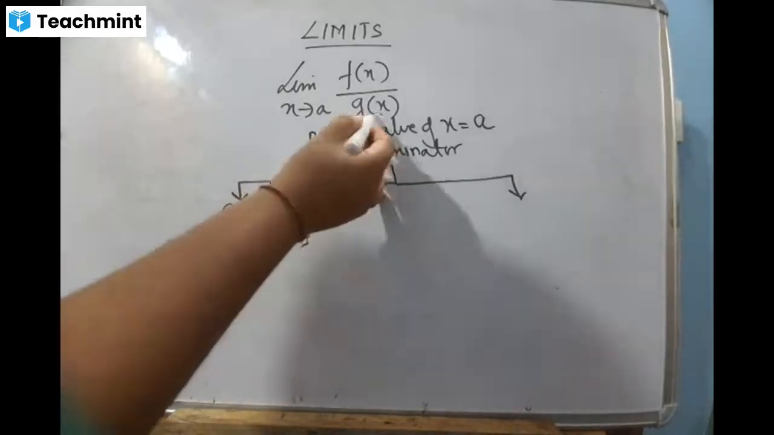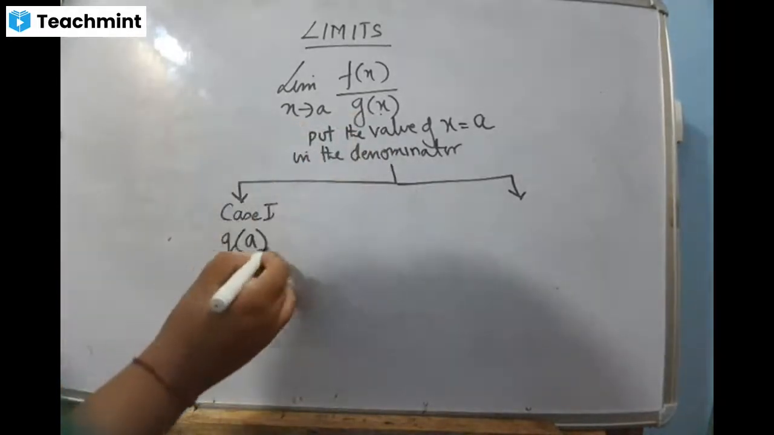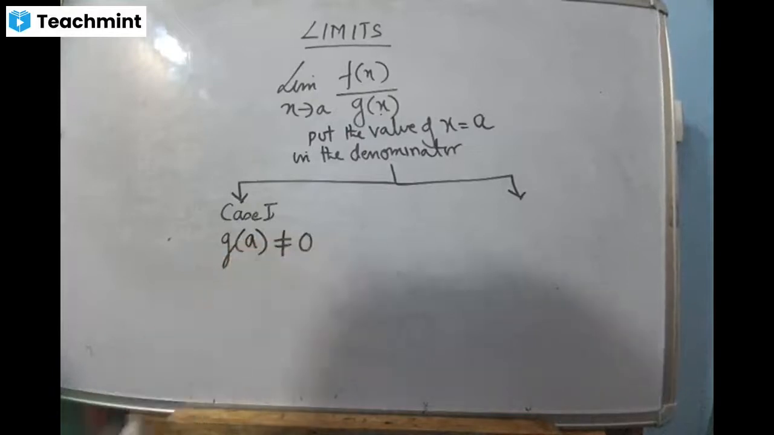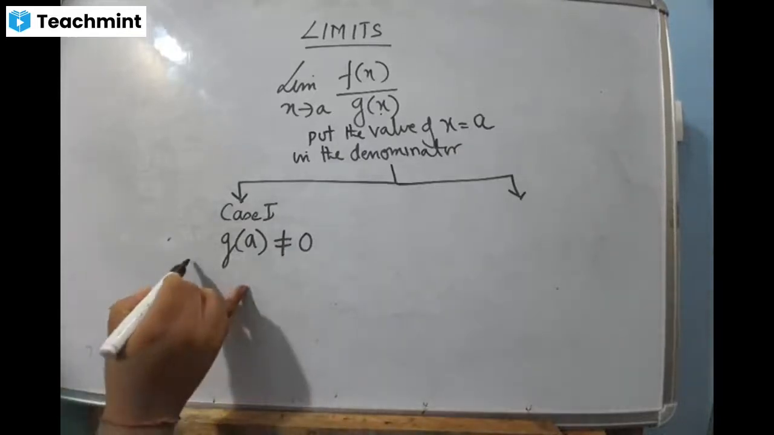When I replace x by a, I get g(a). Suppose this is not equal to 0. That means the denominator will not be equal to 0. When the denominator is not equal to 0, then that itself is your solution. Is that clear? Example, look at the board everyone.